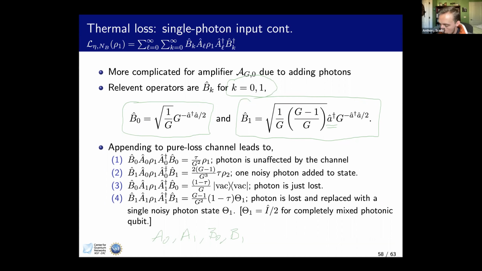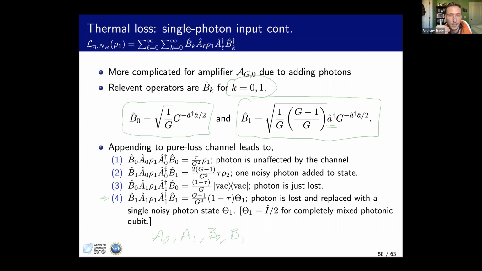Third possibility is that you lose a photon from the pure loss part, and then nothing happens from the amplifier part. So in that case, this is similar to just pure loss. The photon is lost with some probability, right? And then we have this 1-1 term, this fourth option here, and that's the photon is lost.